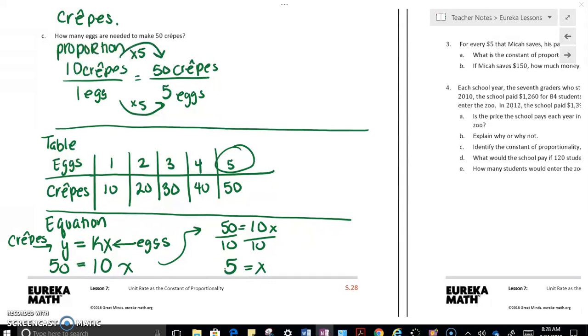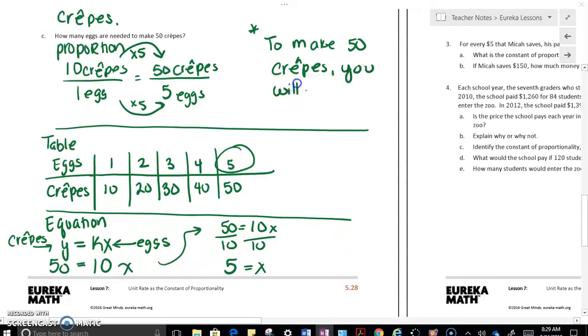And how do we state that? In the context of this particular question, to make 50 crepes, you will need 5 eggs.